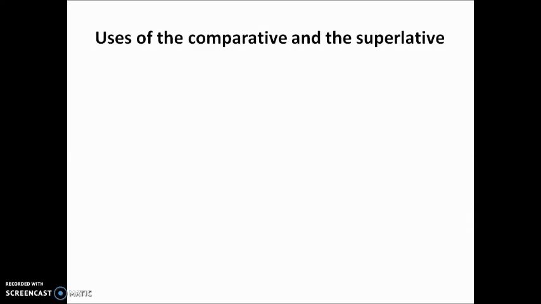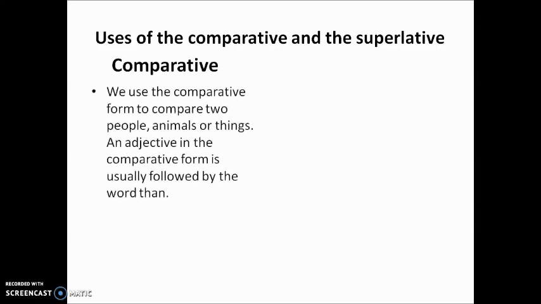First, we want to know the uses of the comparative and the superlative. First, we want to know about the uses of the comparative. We use the comparative form to compare two people, two animals, or two things. An adjective in the comparative form is usually followed by the word than.